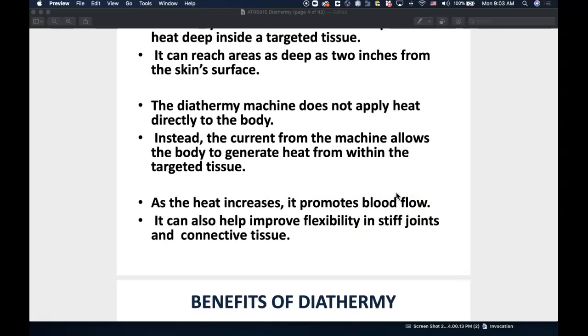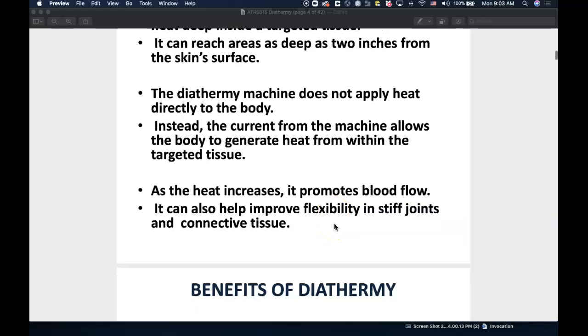So what we know is that because we see this increase in blood flow, we see this increase in heat, that it improves joint flexibility. So it's one of the reasons that diathermy is used often in patients with osteoarthritis, right? Those patients that are going to have that stiff joint or have a hard time moving that joint in and out of flexion or extension because of the arthritic tendencies and the increase in painful impulses. So it's really good at reducing joint stiffness, which leads secondarily to a reduction in pain and an improvement in quality of life of those patients with osteoarthritis.